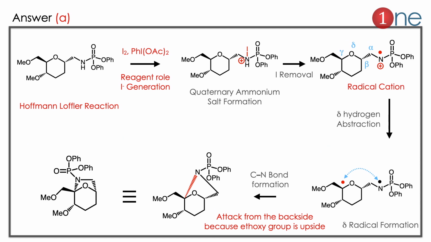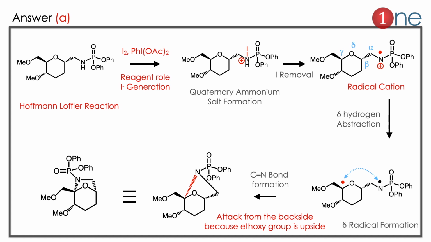The answer is A. Let us see how. If you know the reagents and the reactant very well, you might know that it's a Hofmann-Löffler reaction. It's basically N-C bond coupling. What really happens is you are using iodine and the phenyliodine reagent. The purpose of this reagent is to attract the iodine and generate I-. The reagent given here is for confusion. Its role is just to create the I-.